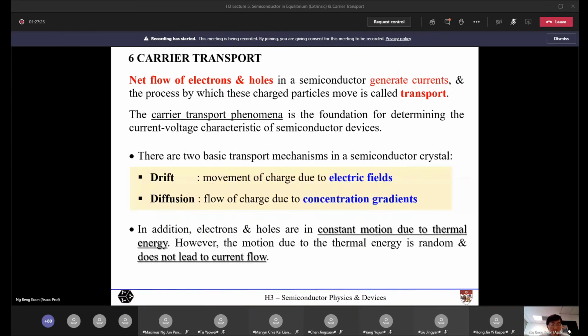The other mechanism is due to the diffusion effect. And as probably most of you will know, when you talk about diffusion, it refers to the situation where there's a difference in concentrations in different parts of the semiconductor. This difference in concentration will result in the net flow of the charge in the direction from high to low concentration. So we call this a concentration gradient. So when the flow of charge occurs due to the concentration gradient, we call this a diffusion process. And the resulting current is called a diffusion current.